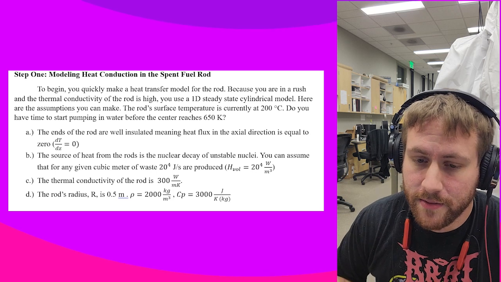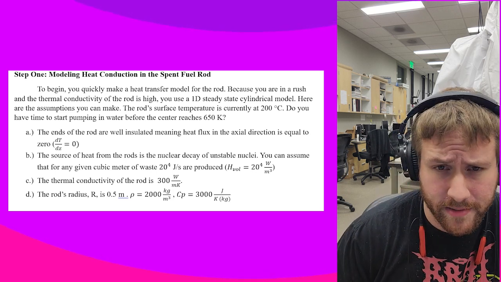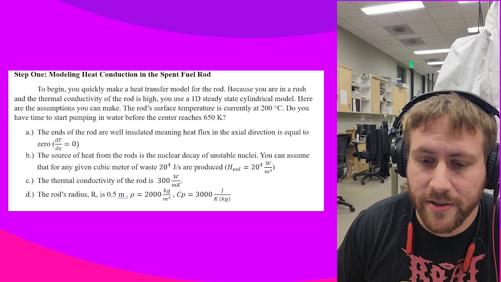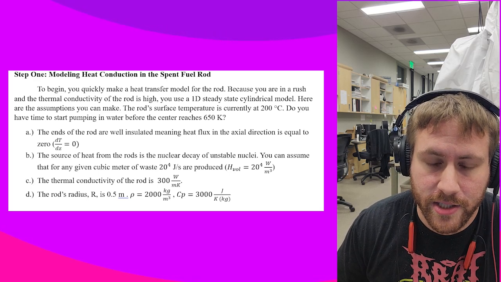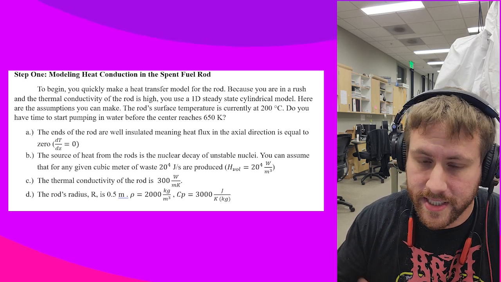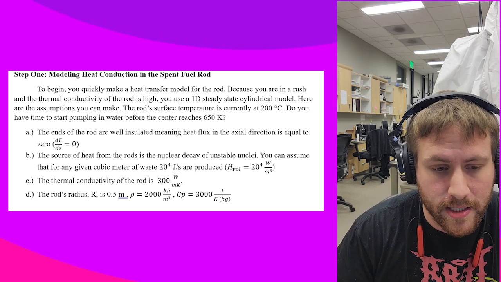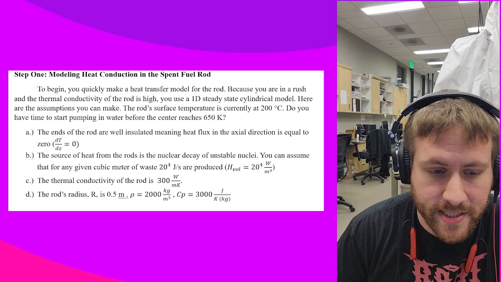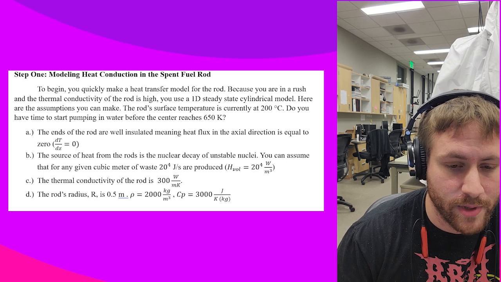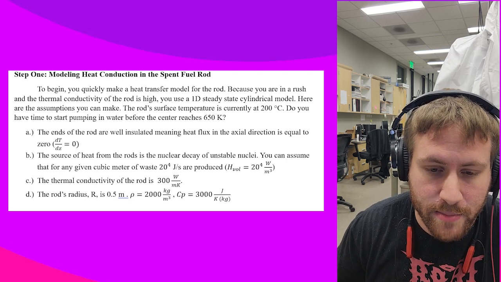So it's the volumetric rate of heat production from this nuclear reaction, and it's 20 to the fourth power watts per meter cubed. That's going to heat things up. So if we don't cool it down, it's just going to keep heating up and heating up. And then we're given the thermal conductivity. And lastly, we're given the radius of the rod, its density, and its heat capacity.